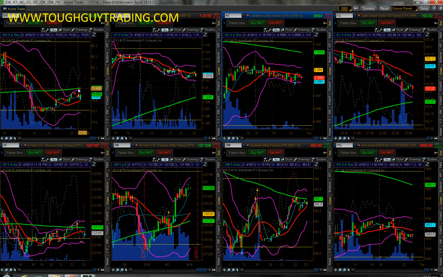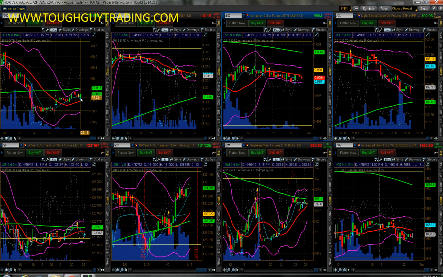It may want to come back and test this 200 here. If you are a patient trader and you want to hold on to trades for a long time, this would be a good trade to potentially hold on to and put a stop right underneath this bar.